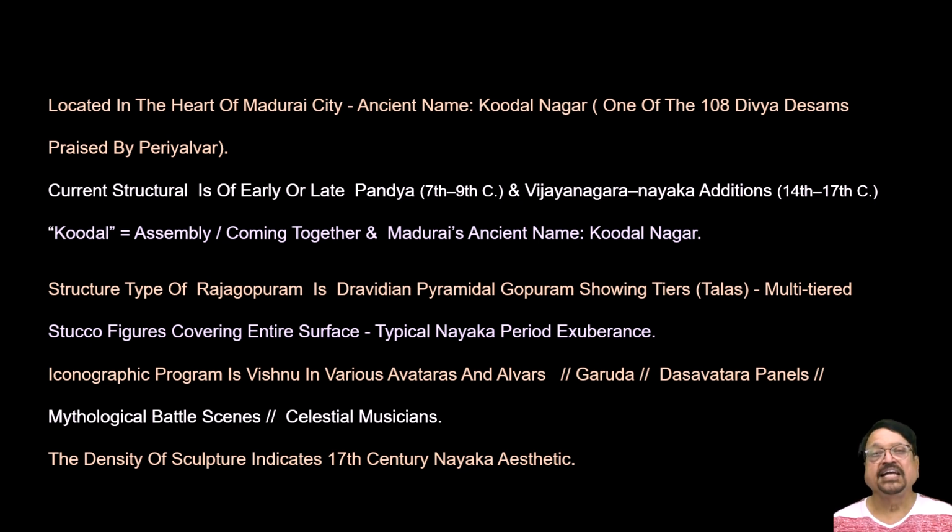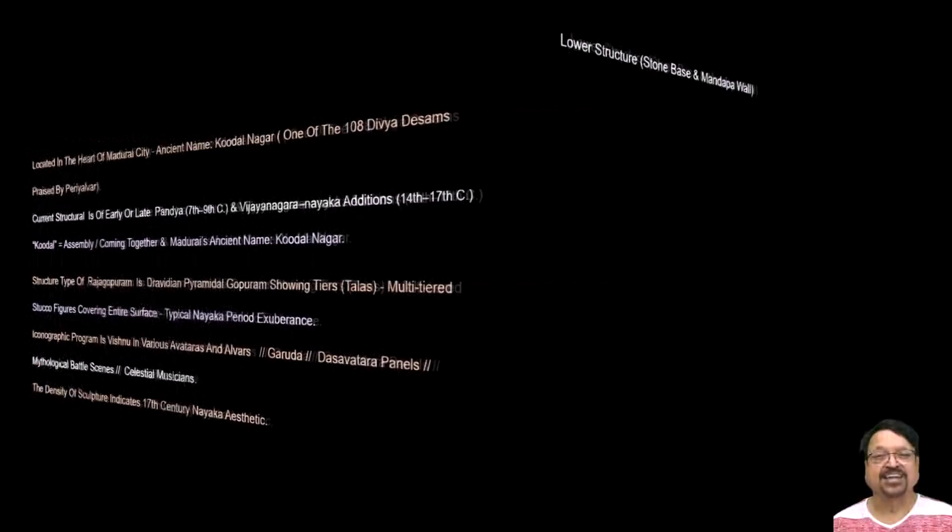As you can see here, the iconographic program is that of Sri Hari Vishnu in various avataras. As you know very well, these avataras are carved. Then you will find Garuda also, the vehicle of Sri Hari Vishnu, so always he is there. Then Dashavatar panels, mythological battle scenes, and celestial musicians you will find on the Shikhar or on the Gopuram. The density of the sculpture indicates the 17th century Nayaka aesthetic style, by which you can make out who has constructed it.